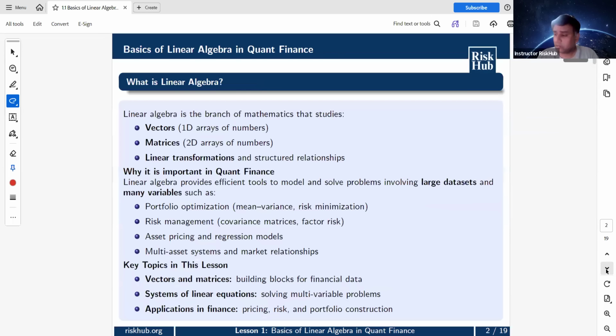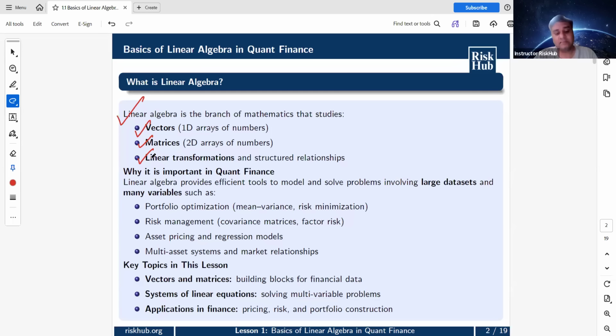Now, when you talk about linear algebra, please understand very clearly, linear algebra is the branch of mathematics that studies vectors, matrices, linear transformations, and structural relationships. What are vectors? Vectors are basically one-dimensional arrays, for example your portfolio weights, your asset returns, your risk exposures. Matrices are two-dimensional arrays, like your covariance matrix, your correlation matrix, your return history. Linear transformation is about how one set of numbers transforms into another, for example risk factor exposure transforming into your portfolio risk.